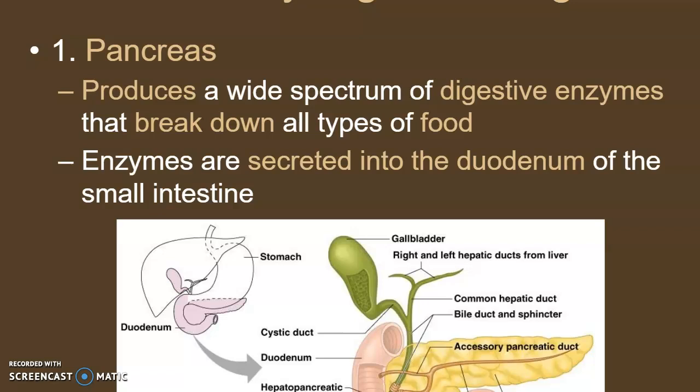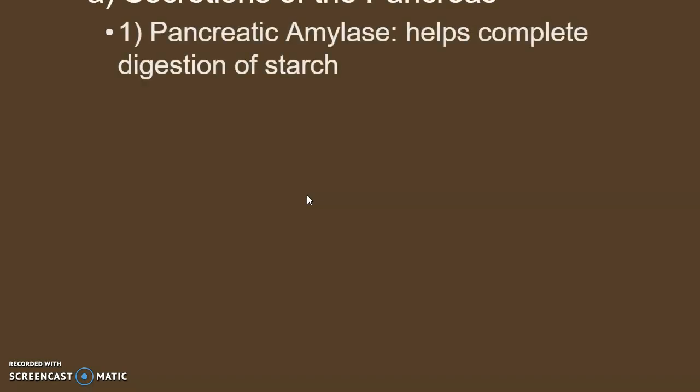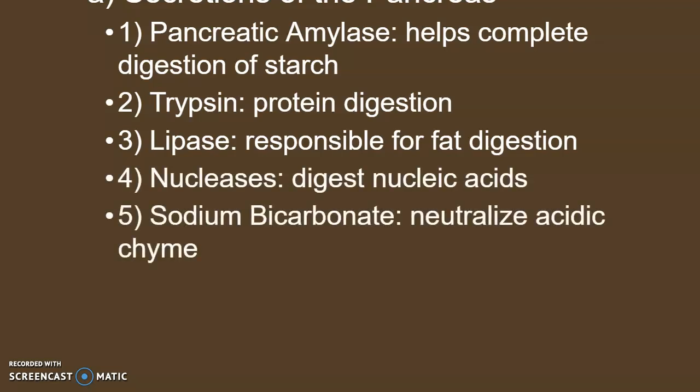The first is the pancreas, and it makes several different kinds of digestive enzymes that break down all kinds of food. The pancreas makes digestive enzymes that break down proteins. It makes digestive enzymes that break down carbohydrates. The enzymes are secreted into the duodenum of the small intestine. Remember, the duodenum is the very first part of the small intestine. The pancreas also does other things, but let's look a little bit closer here, and we'll talk about some of those other things too.